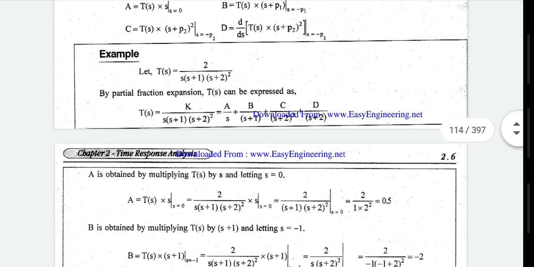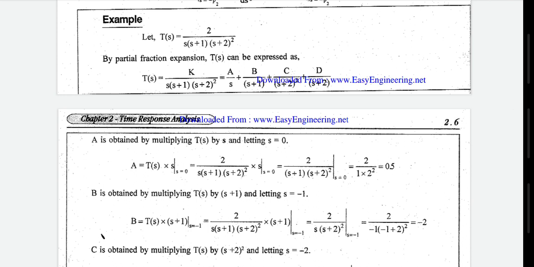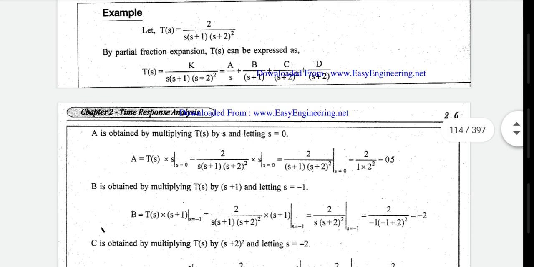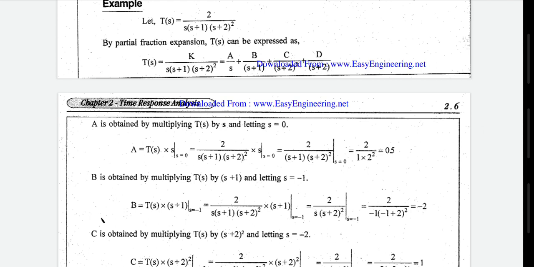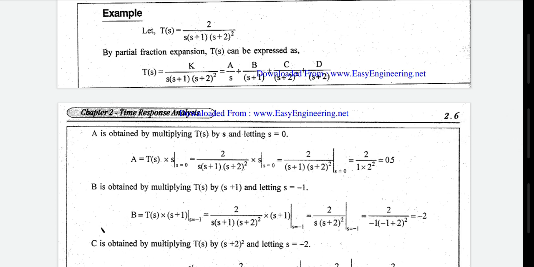Okay, so see one example here of how you calculate. So considering T of S value as 2 by S into S plus 1 into S plus 2 whole square. If you have a transfer function like this, now you have to find the transfer function T of S by doing the partial fraction expansion. Why? Because we cannot directly solve this transfer function, so we have to split this transfer function.